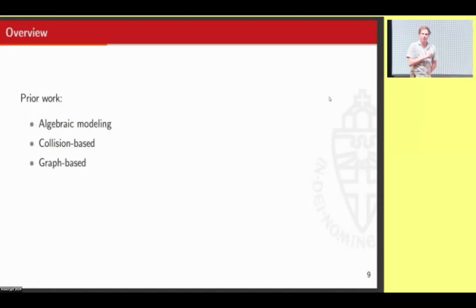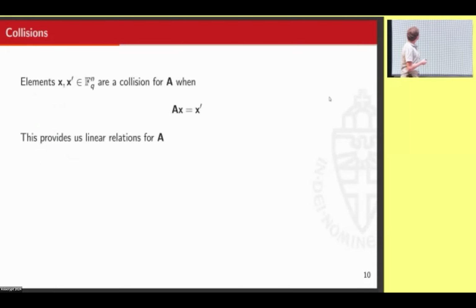Then there is collision-based. We will look into that. And we can assign a graph to a tensor, and that's also something we will see. And then basically in our work, what we did is we look at subgraph collision, and this we added to the algebraic model. But I will dive into this a little bit more, a lot more actually.